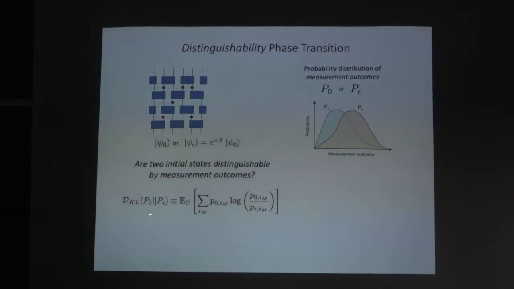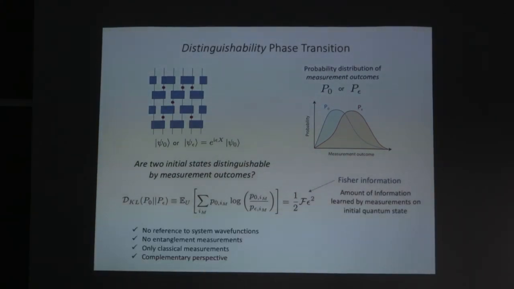And this distinguishability can be quantified by the KL divergence of the probability distribution, which is a classical version of relative entropy. And if you expand it around epsilon equals 0, the coefficient is the so-called Fisher information, which is very relevant from the metrological perspective. How much can you learn about the initial state from the measurement outcome? But this picture is very different from our original problem in the sense that we do not invoke any system wave functions or measure entanglement. We only look from the complementary perspective, only using the measurement outcome. Our expectation is that when the measurement probability P is very small, the Fisher information will be small because we don't learn too much. When P is larger than PC, we learn more, so the Fisher information is large.